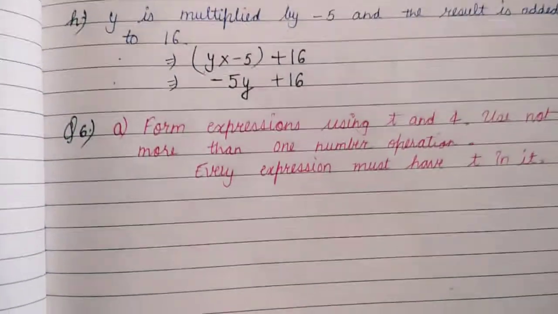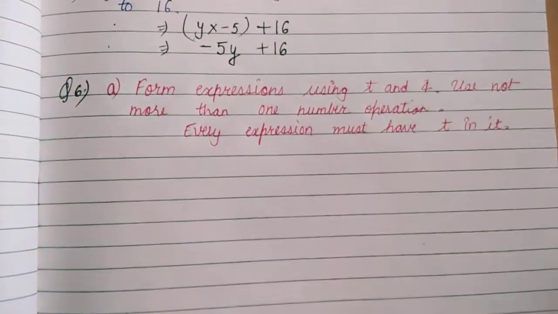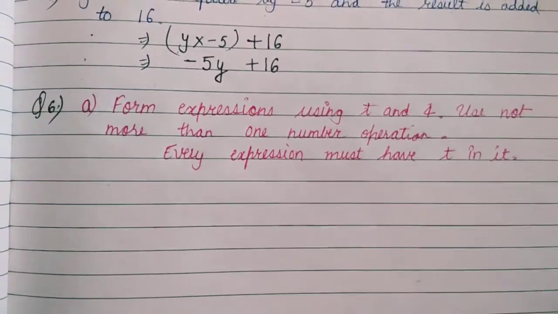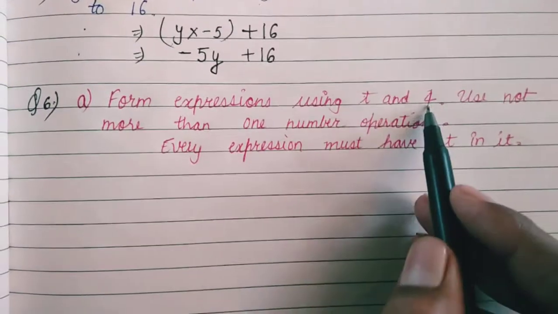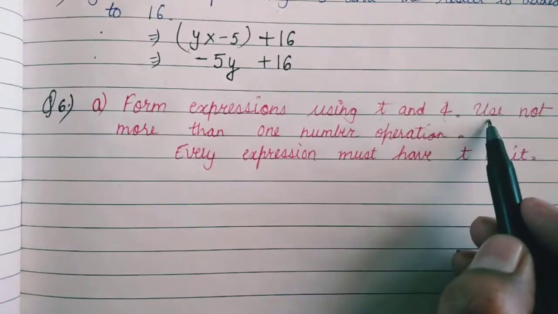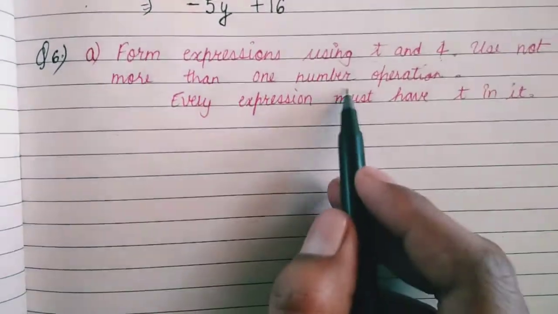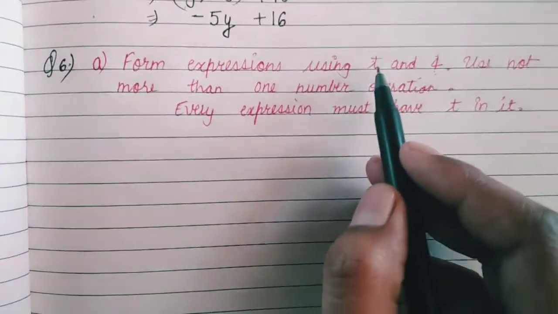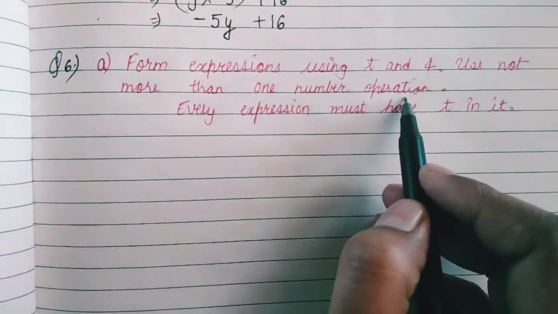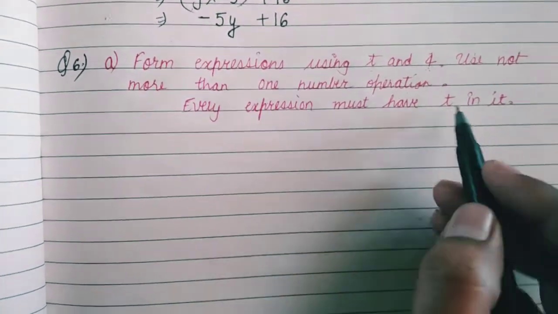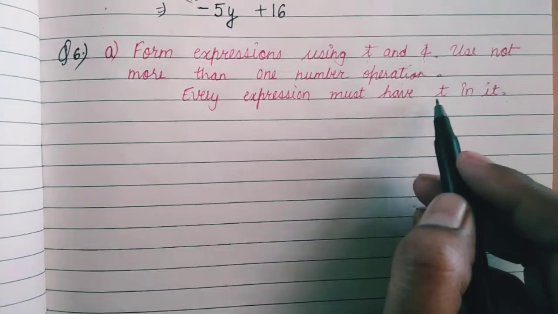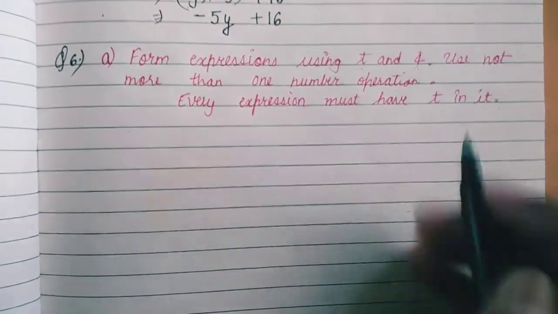Now we have question number 6, which A is form expression using T and 4. We have to form expression using T and 4. Use not more than one number operation. We have to use T and 4 only one time with operation. In each expression, T must be there.